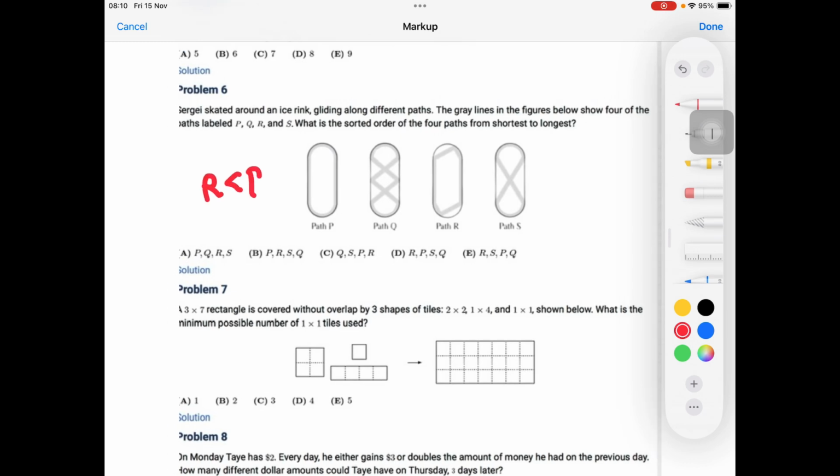And P is between Q and S. So we don't need to compare the same part. So now we need to think about this and this. So maybe we can make it better like this and this. So if we compare these 2 lines, it's easy to think S is shorter than Q. So like this, R, P, S, Q.